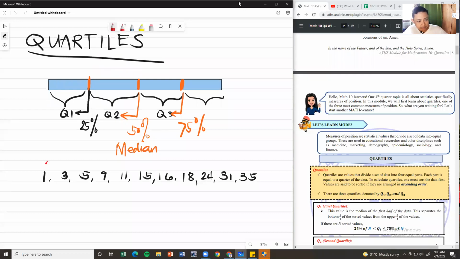So we have 1, 2, 3, 4, 5, 6. And then let's see if we will also have 5 equal numbers on the other side. 1, 2, 3, 4, 5. Correct. So therefore, our middlemost value serves as our median, and this is our quartile 2. Again, the middlemost value is called the median. Can you follow? Show me a reaction if that's clear.